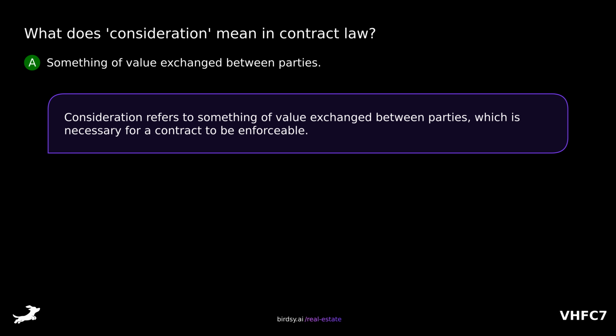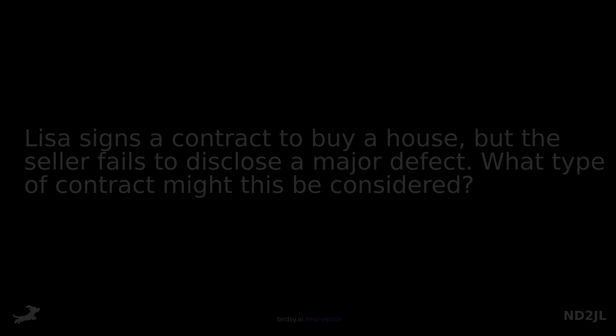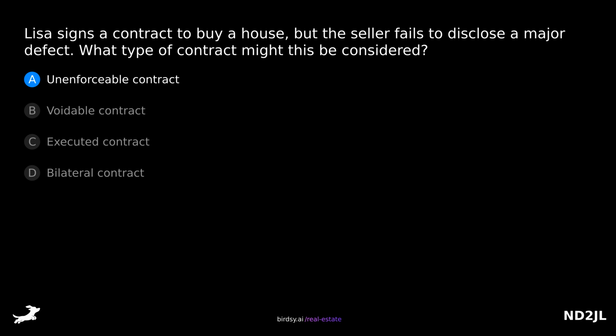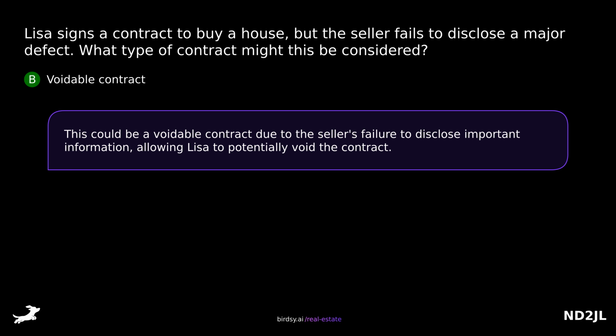Consideration refers to something of value exchanged between parties, which is necessary for a contract to be enforceable. Lisa signs a contract to buy a house, but the seller fails to disclose a major defect. What type of contract might this be considered? Is it A, unenforceable contract, B, voidable contract, C, executed contract, or D, bilateral contract? The answer is B, voidable contract. This could be a voidable contract due to the seller's failure to disclose important information, allowing Lisa to potentially void the contract.